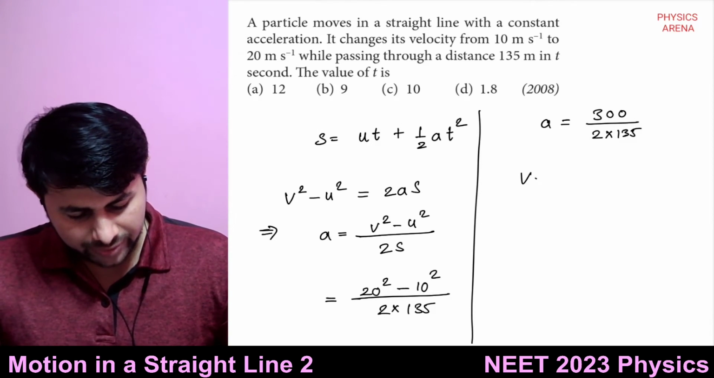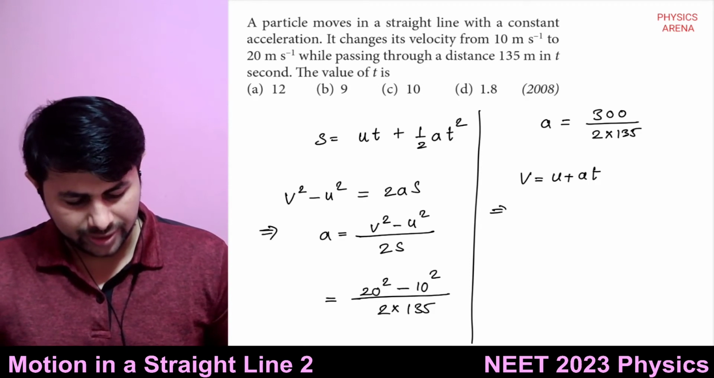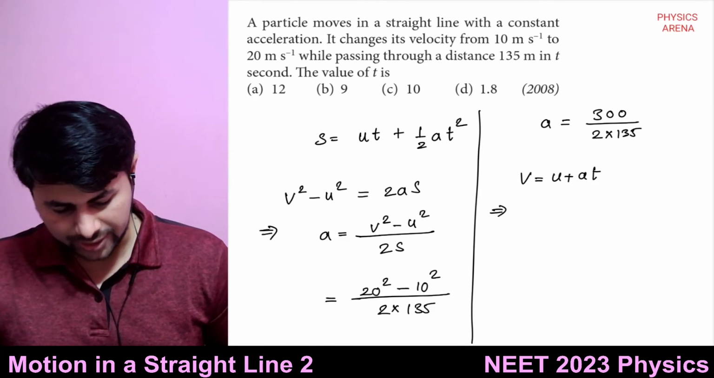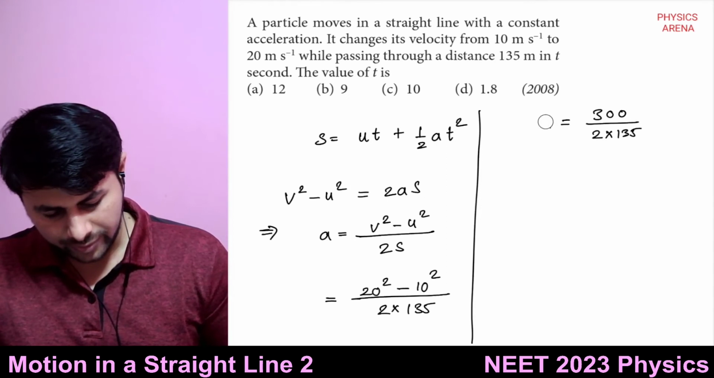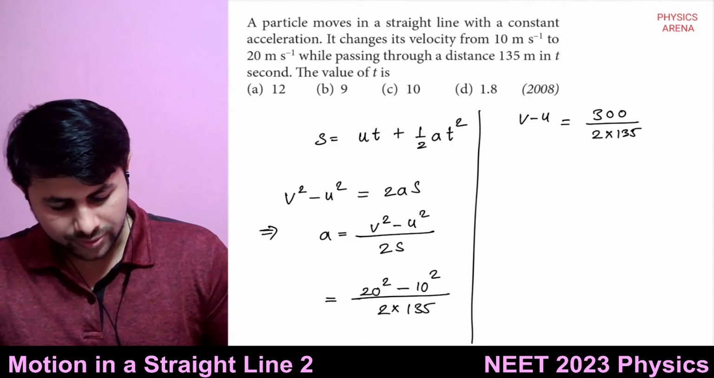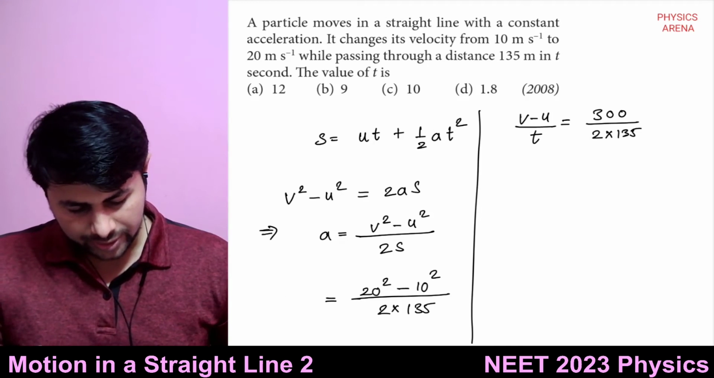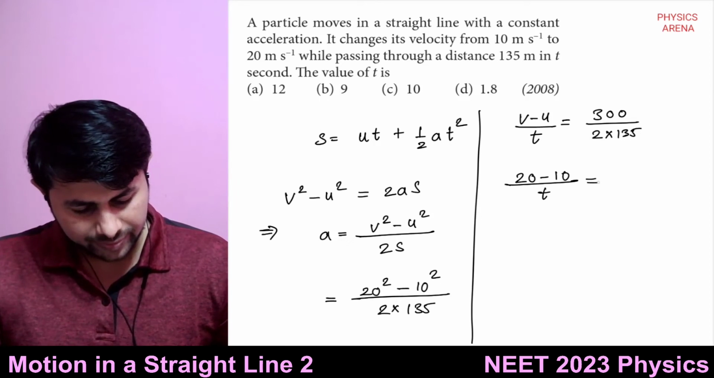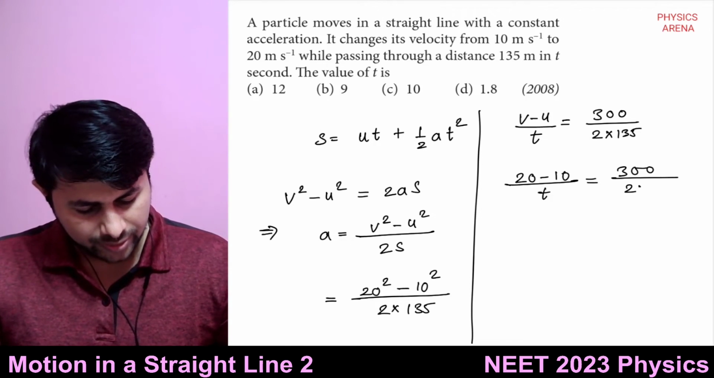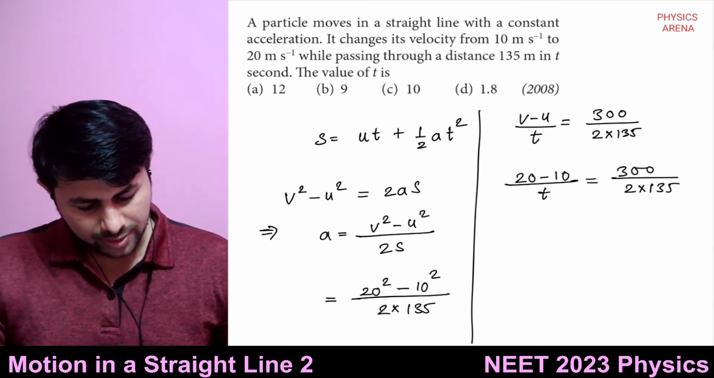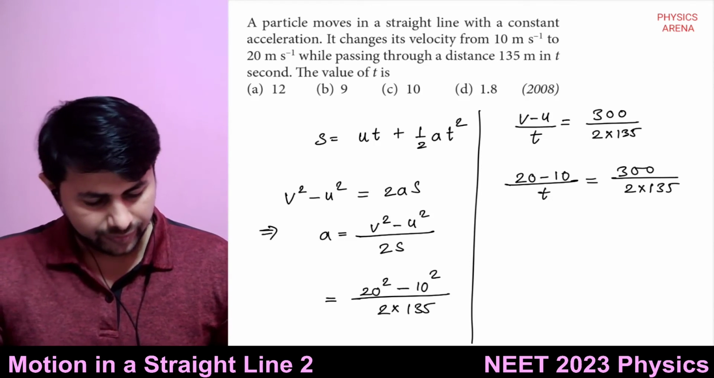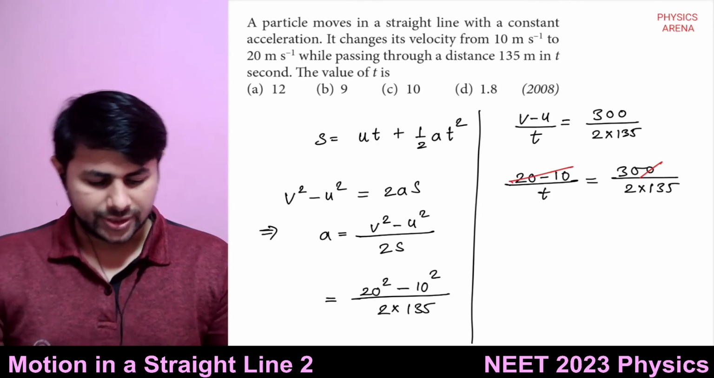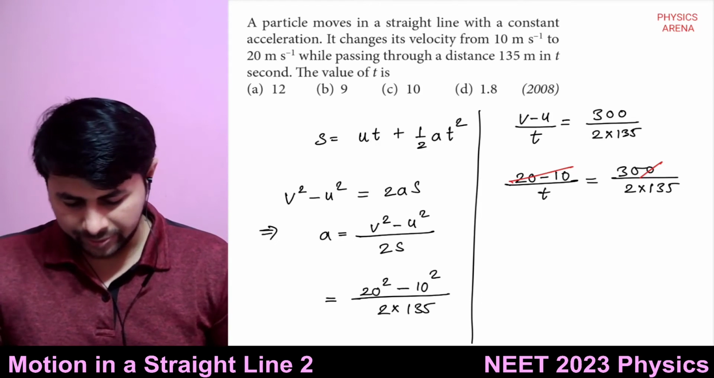Okay, so V equals to U plus AT. That means acceleration here itself, I can write as V minus U divided by T. So what is V and what is U? It is 20 minus 10 divided by T, equal to 300 divided by 2 multiplied by 135. All right, so this is 10, so you can cancel out this thing. So 1 will remain here with this thing, so 30 divided by 2 multiplied by 135.